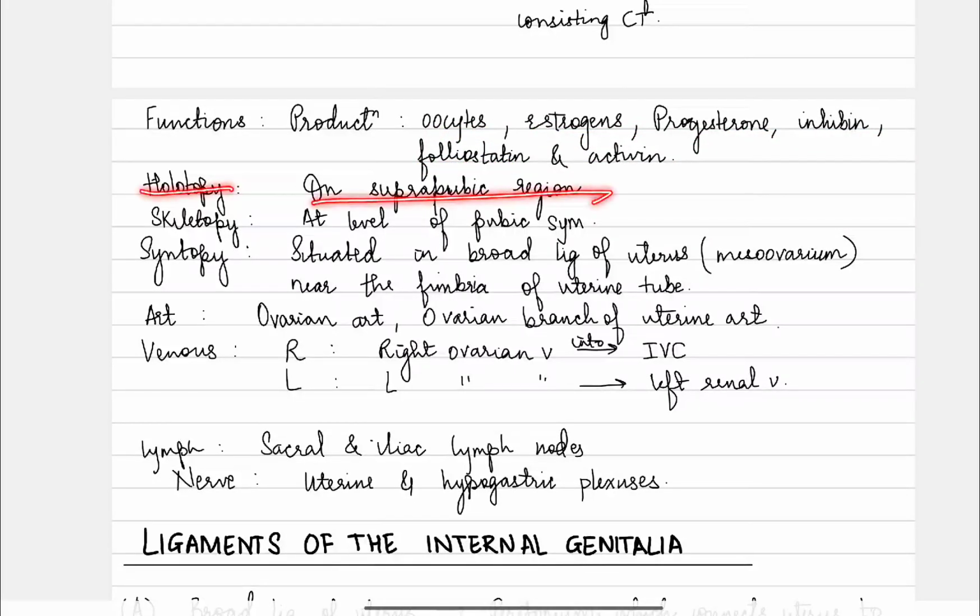Holotopy on suprapubic region, skeletotopy at the level of pubic symphysis. Syntopy is situated in the broad ligament of the uterus, which is mesovarium, near the fimbriae of the uterine tube. Arteries, ovarian artery, ovarian branch of uterine artery, and venous is right ovarian vein into inferior vena cava, and left is left ovarian vein into left renal vein.